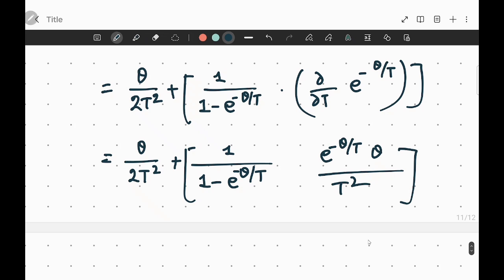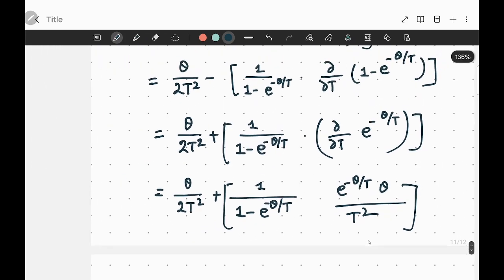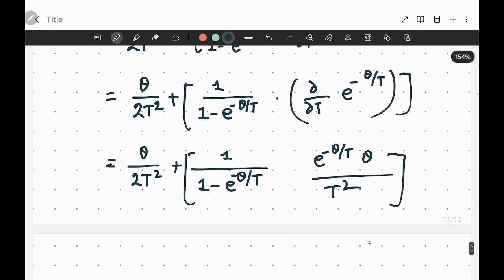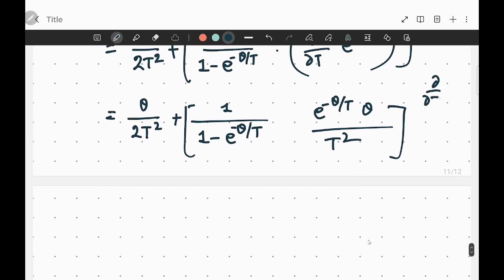So e to the theta by t, and the minus sign, minus 1 by t square. Minus will be there. You are taking the derivative of minus theta by t, so two minuses will be there, so it will be positive.